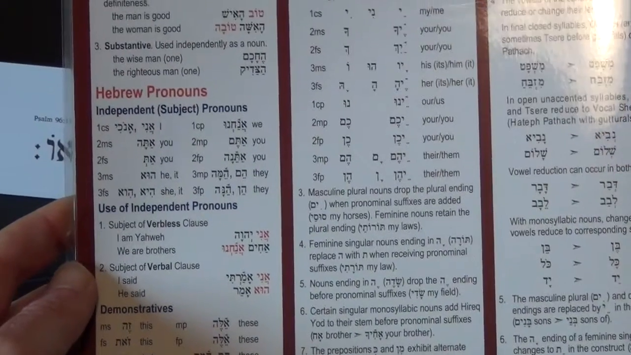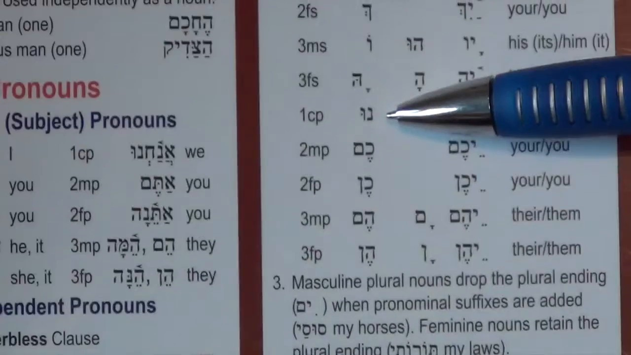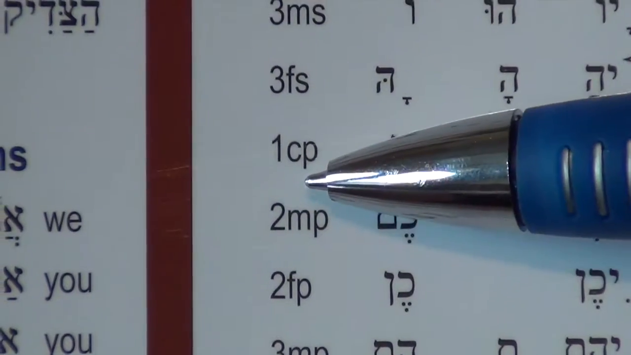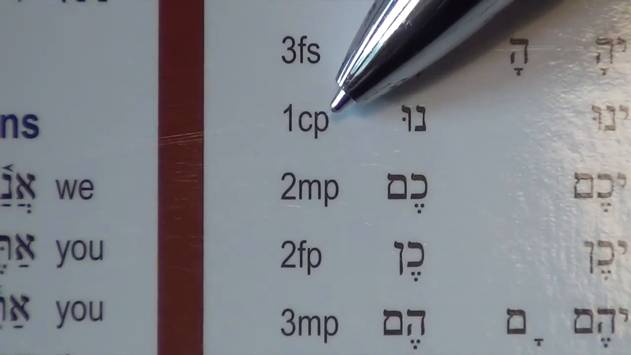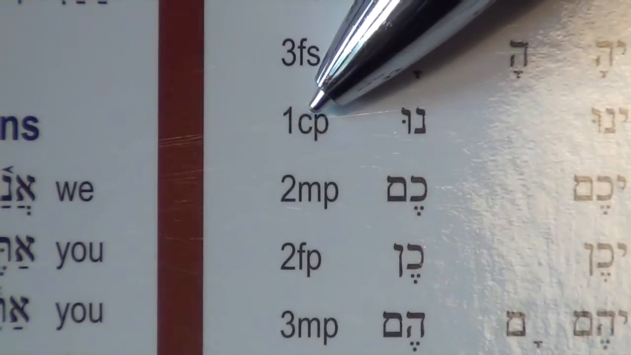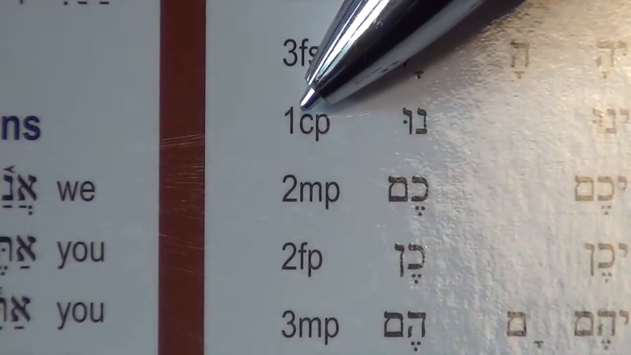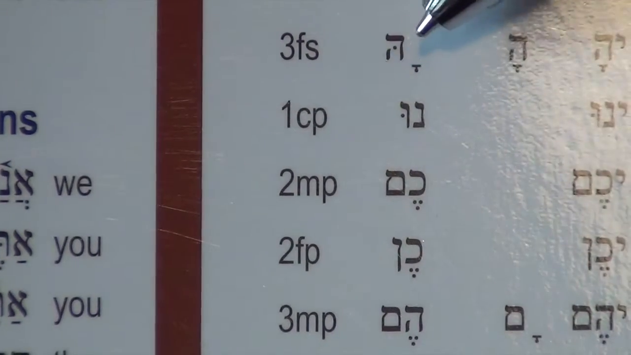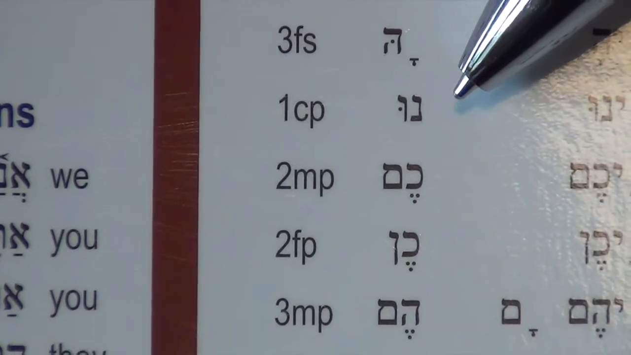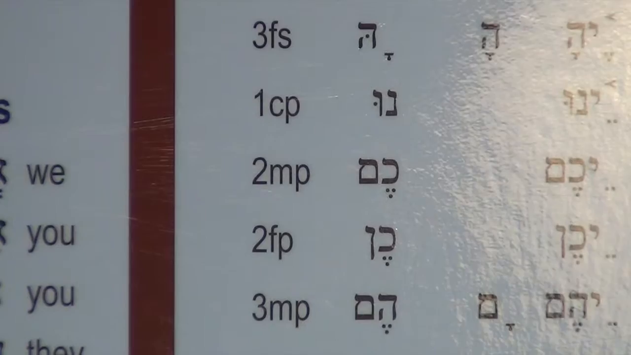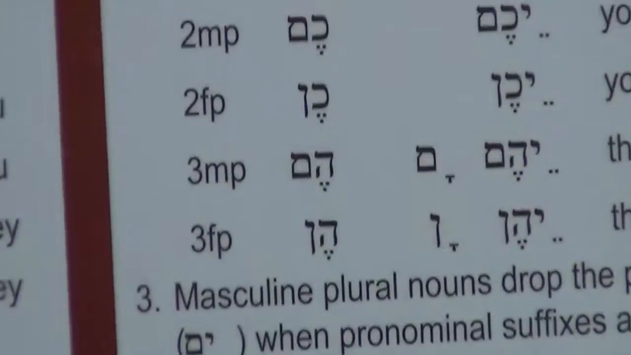We've met this suffix nu, meaning our. That's one CP, which means first person common plural. So common means masculine and feminine. First person means I or we. So in this case it means our or us, the nu ending. I don't think we met any of the others yet, but we will soon.